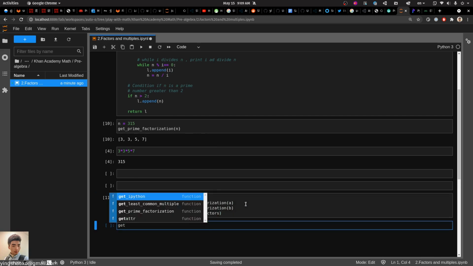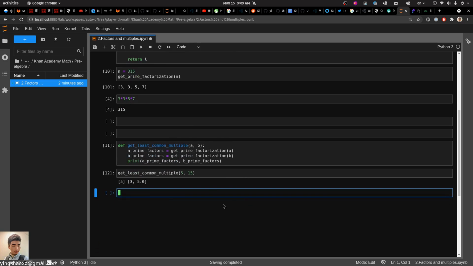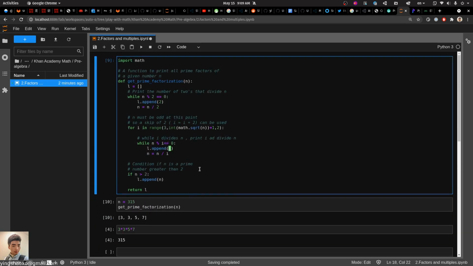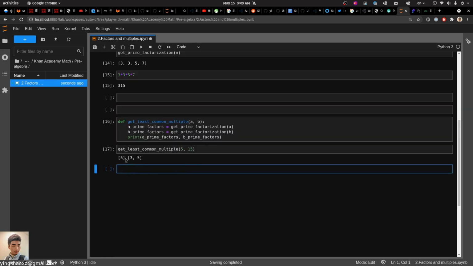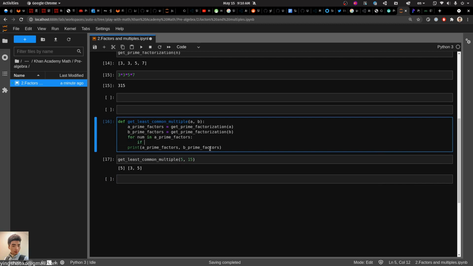For this kind of function, we at least need to give it some numbers. For example, I'm going to give it 5 and 15. Let's see what we get. Alright, for this function there's a little problem, because when we append such a number, it should be an integer. When you look at this, what's the least common multiple? It should be for number in a prime factors. Okay, I'll write it down, then after that I'll speak.